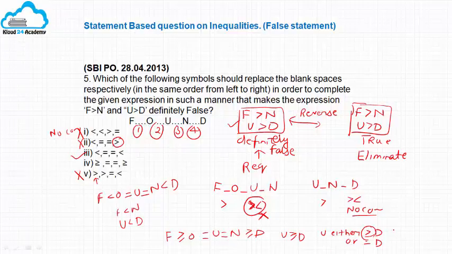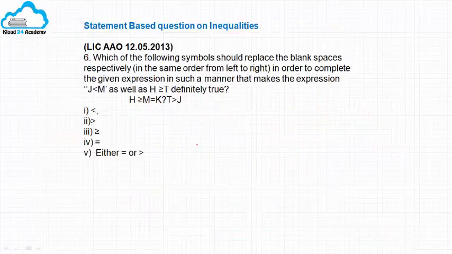Similarly for f and n, f is greater than or equals to n. Similarly, either it is greater than n or equal to n. We don't want greater than. We want it to be definitely false. So this is not the answer. Third is the answer. Let's move to the next question.